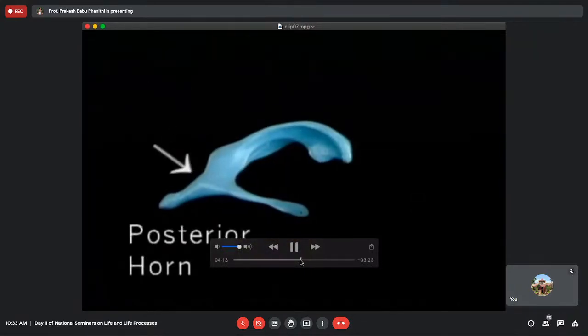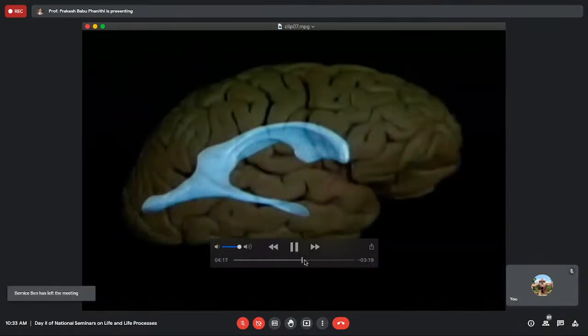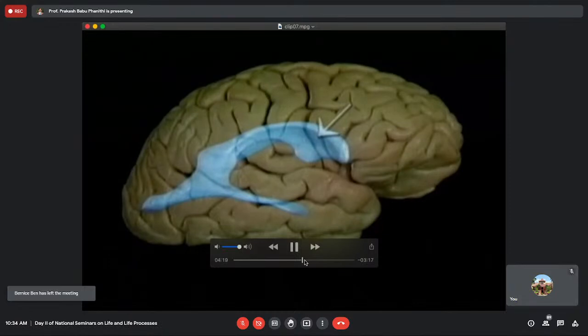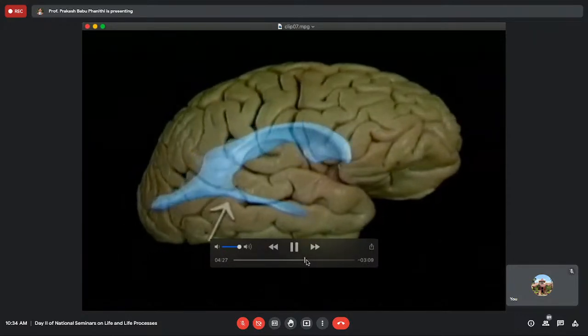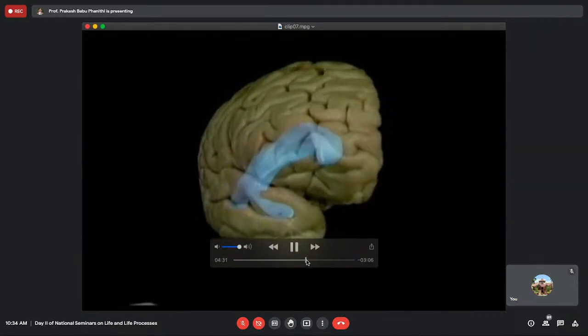Body, a posterior horn, and an inferior horn. The anterior horn is in the frontal lobe. The body is in the parietal lobe. The posterior horn is in the occipital lobe. And the inferior horn curls downward and forward into the temporal lobe.